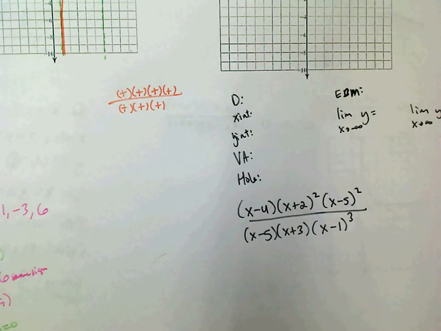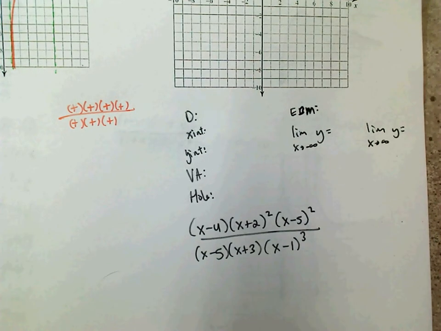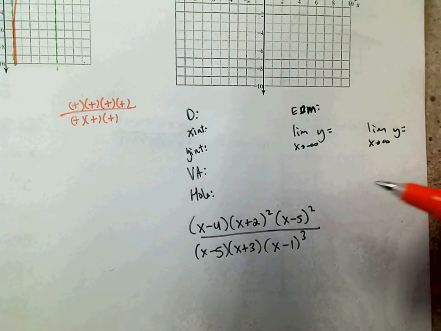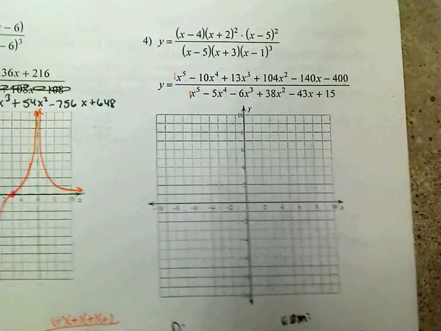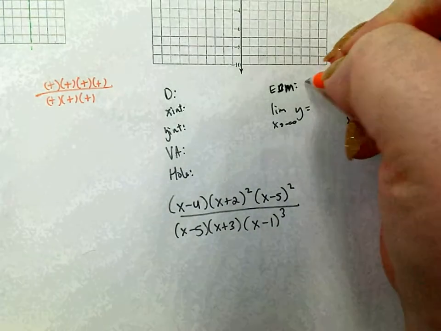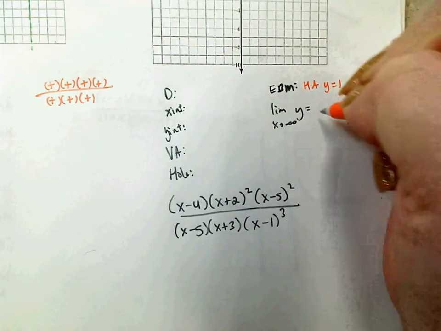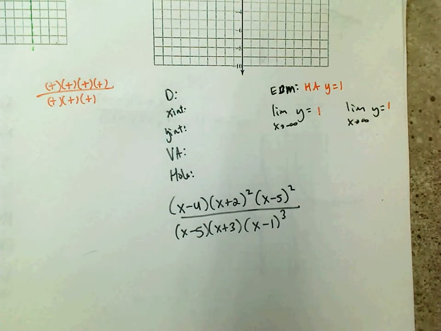I know that the degree of the top is 5 and the degree of the bottom is 5, and if they're the same degree, then it's the ratio of the leading coefficients, 1/1, which means I have a horizontal asymptote at y equals 1, which means both of my limits are 1. Okay? So I'm going to go ahead and sketch that. I have a horizontal asymptote at y equals 1.